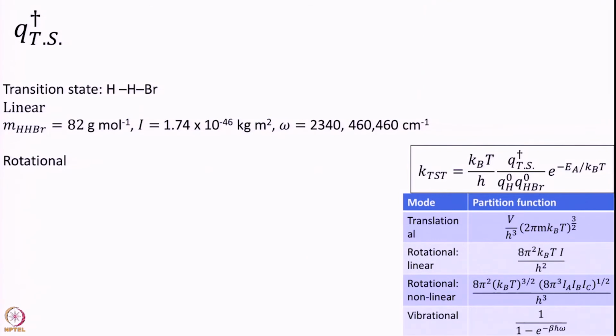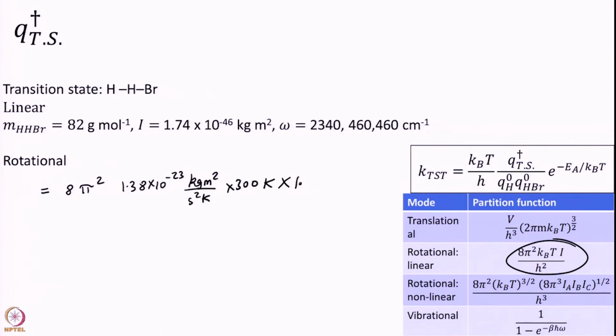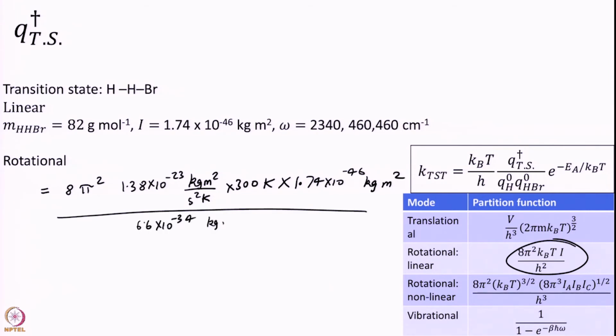The rotational version, we will use the linear formula. So, this is equal to 8 pi square, kb is 1.38 into 10 to the power of minus 23 kilogram meter square per second square Kelvin. Always be careful with units. Into moment of inertia is given to be this, divided by h square. I have to just write everything very carefully and I will be good.